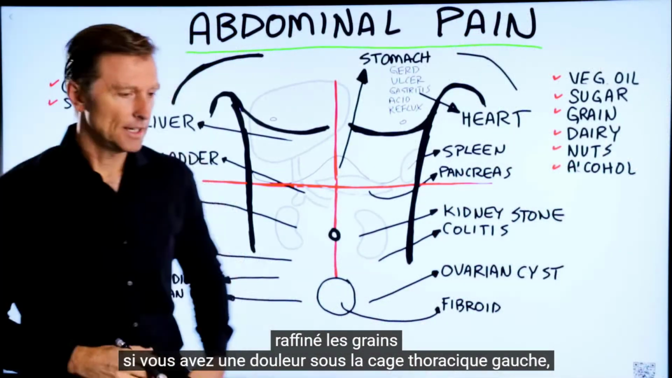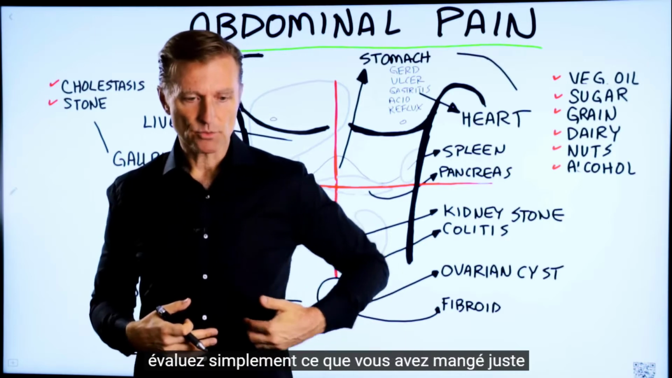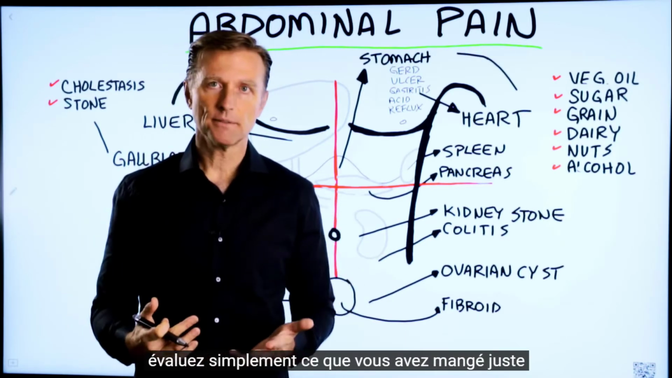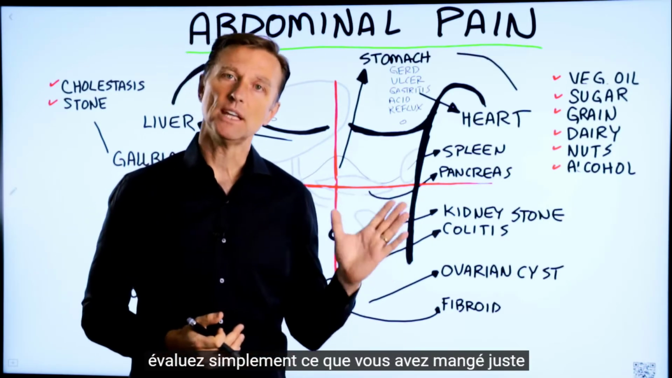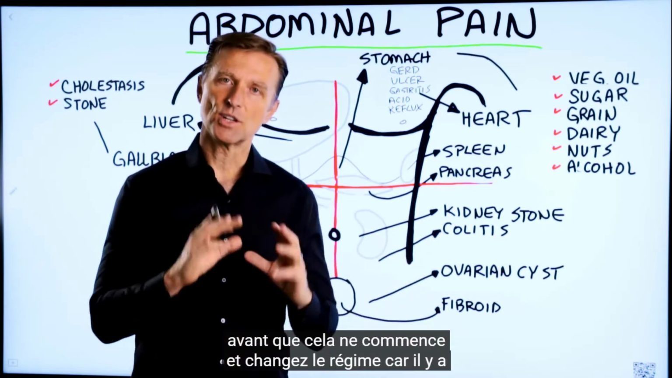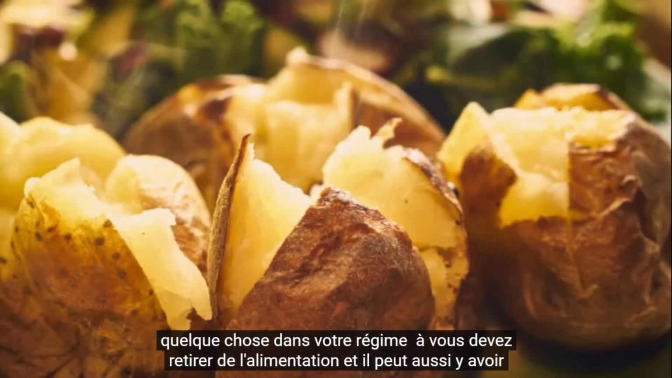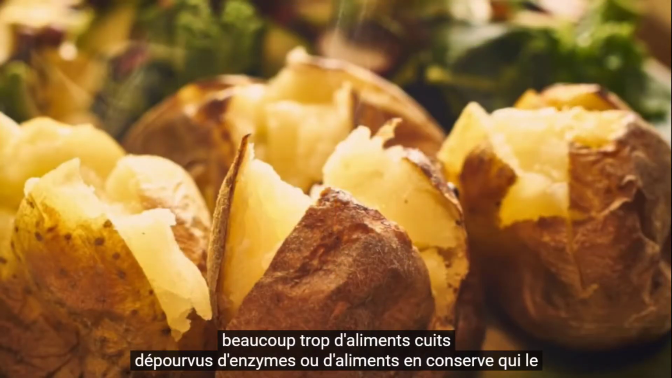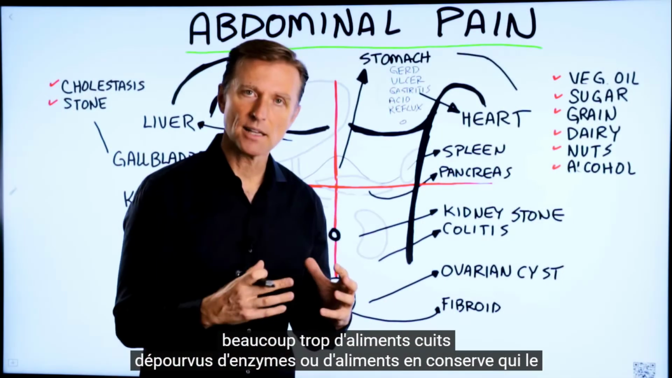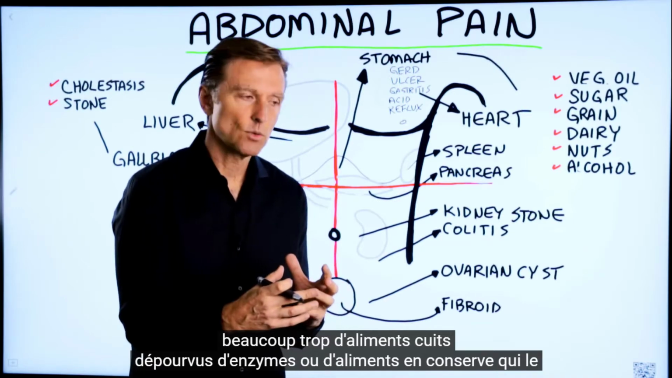If you have a pain underneath your left rib cage, simply evaluate what you've eaten just before that started and change the diet, because there's something in your diet that you need to remove. It can also be way too many cooked foods that are void of enzymes, or canned foods will do it as well.